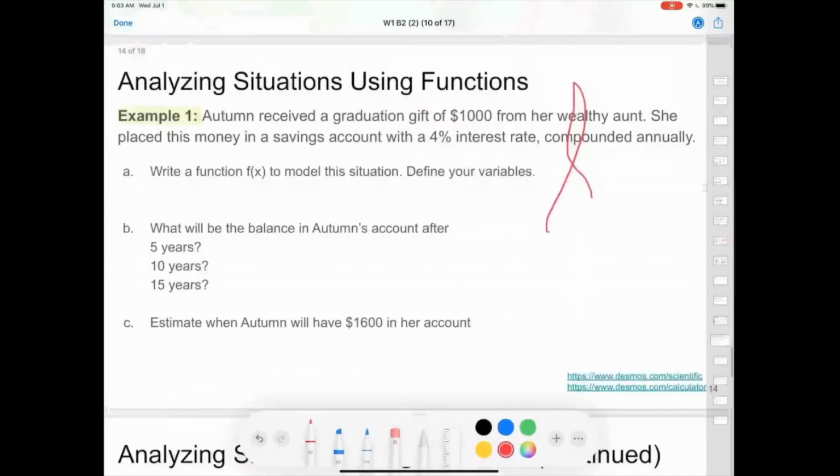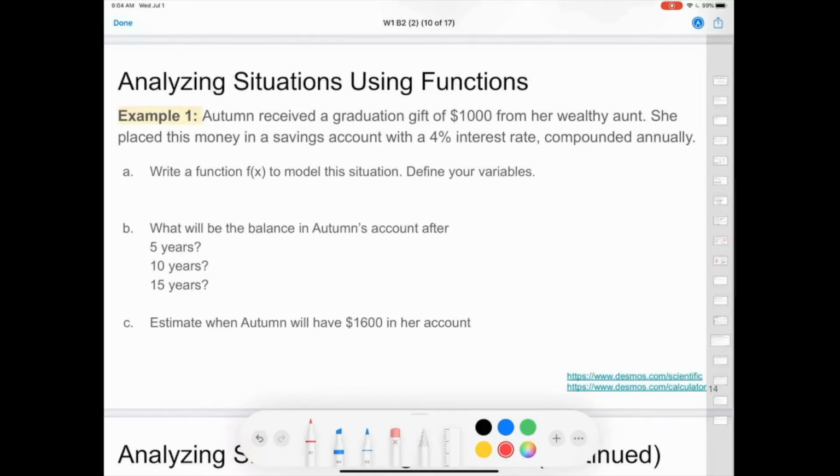Okay, so our next problem is a word problem. We're going to practice a little bit more of our formulas. So example 1 says Autumn received a graduation gift of $1,000 from her wealthy aunt. She placed this money in a savings account with a 4% interest rate compounded annually. Okay, remember you can use your formulas. So it says write a function f of x to model this situation, define your variables.